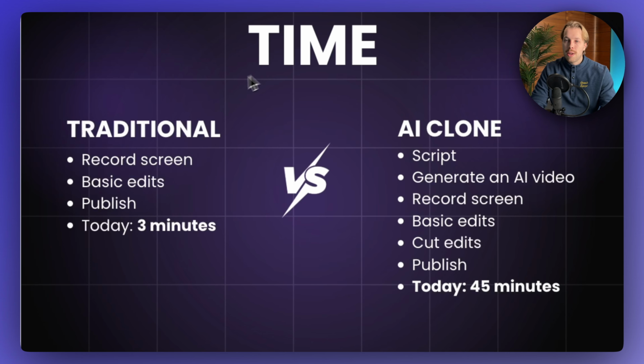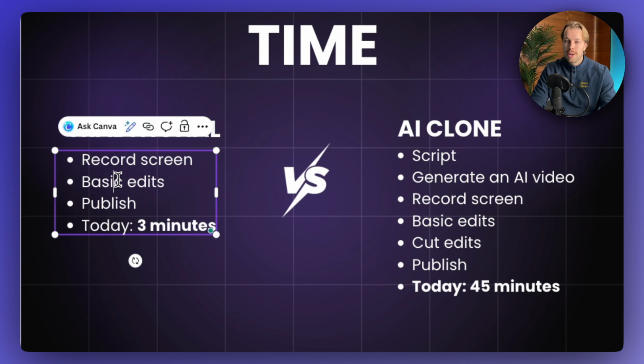So the traditional video strategy, where you just start your screen recording and speak to the video yourself, involves recording your screen, doing some basic edits and publishing. For example, the 1-minute video clip that I edited earlier today just took 3 minutes to produce. So it's basically 1 minute of me filming it, then 1 minute of me going through these zoom ins and cutting out the silent parts, and then 1 minute rendering the video.